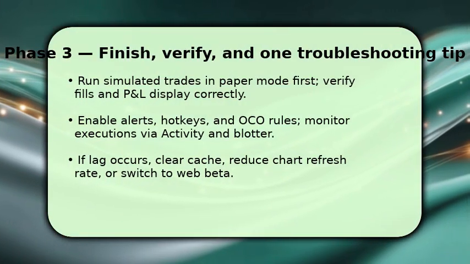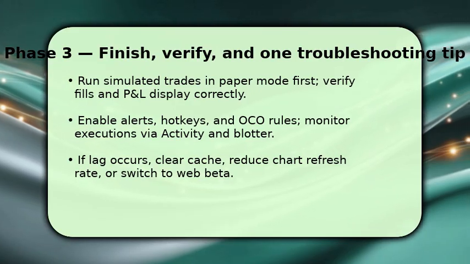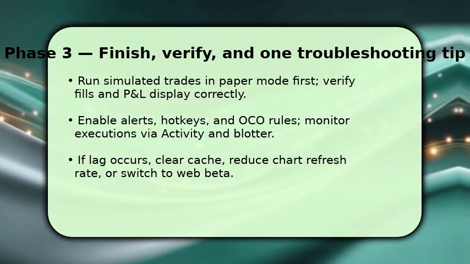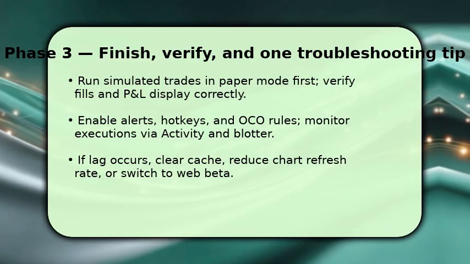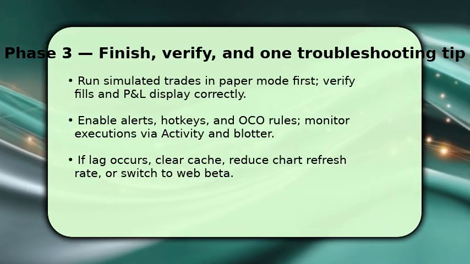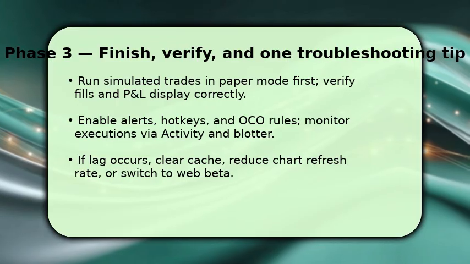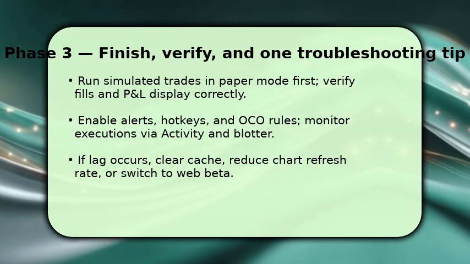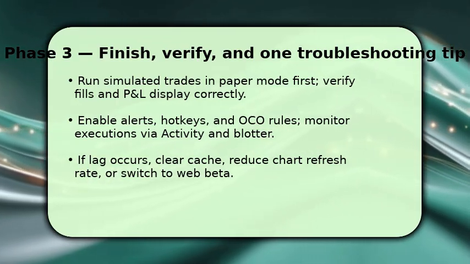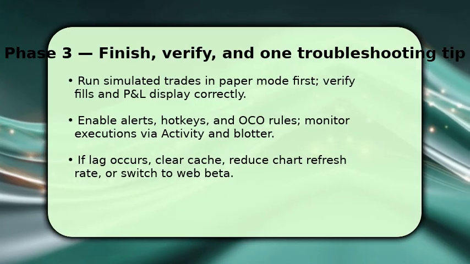Begin with paper trades to validate order routing, fills, and P&L calculations, because simulated runs reveal hidden config issues. Make sure alerts, hotkeys, and one cancels other rules are active so your live responses are automated and consistent. Keep an eye on the activity feed and the blotter for fills, partials, or rejects.